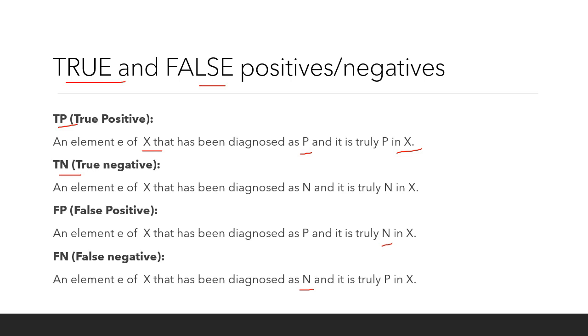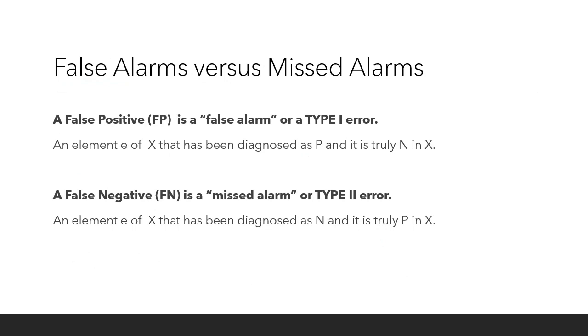The issue here is that we don't know how many people are positive and how many people are negative. So how can we know how many true positives we have if we don't know who is positive and who is negative? And that's actually the first part of the problem that I will discuss now. If we have false alarms versus missed alarms, we have problems either way.